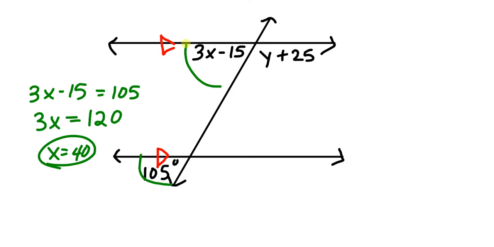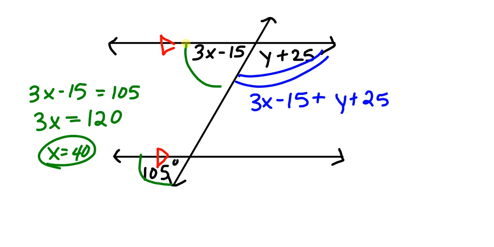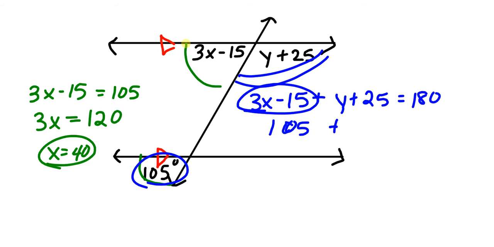I also see that I have a linear pair formed by 3x minus 15 and y plus 25. If I have a linear pair, then I know those angles are supplementary, or they add to 180 degrees. So 3x minus 15 plus y plus 25 equals 180. Now I already know that 3x minus 15 right here is 105 degrees, so I can go ahead and substitute in that 105 degrees and make this problem a little bit easier.